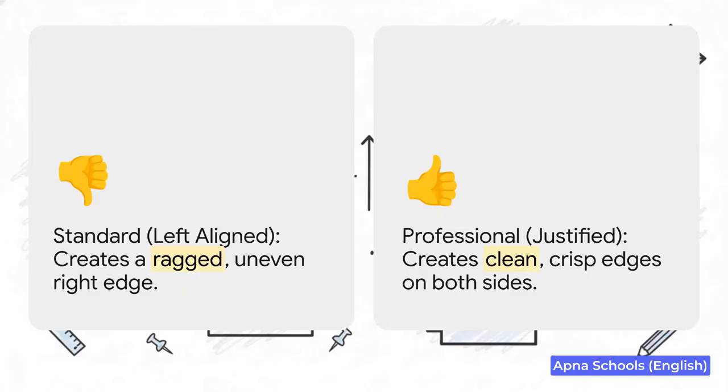And wow, just look at the difference. It's pretty striking. On the left, you've got your standard left-aligned text with that ragged, uneven right edge. But check out the right. The same paragraph is justified. See how clean and crisp that looks? It creates a perfect block of text with straight edges on both sides.